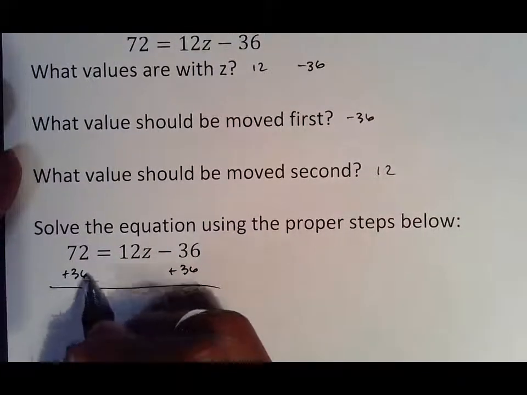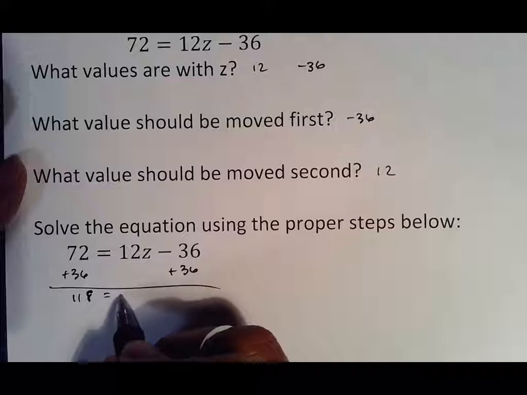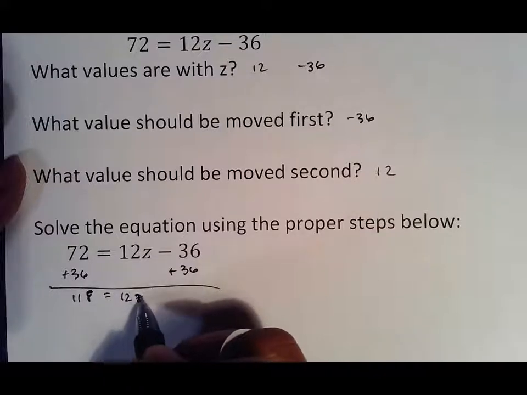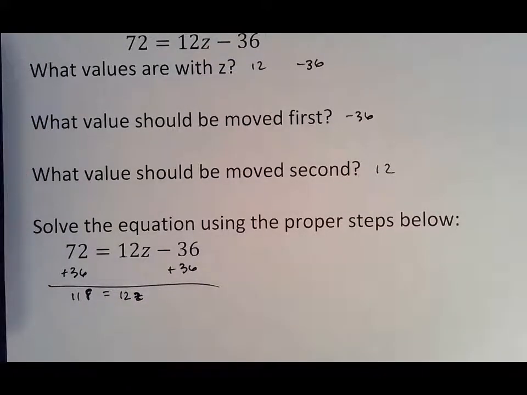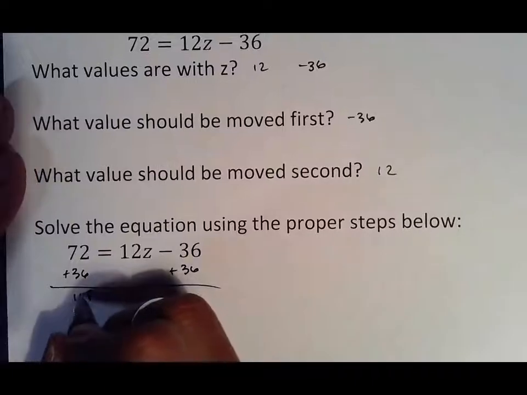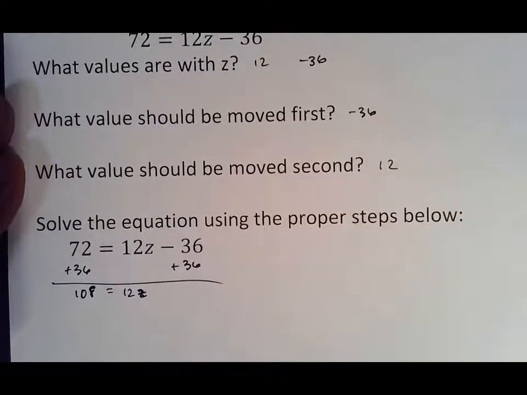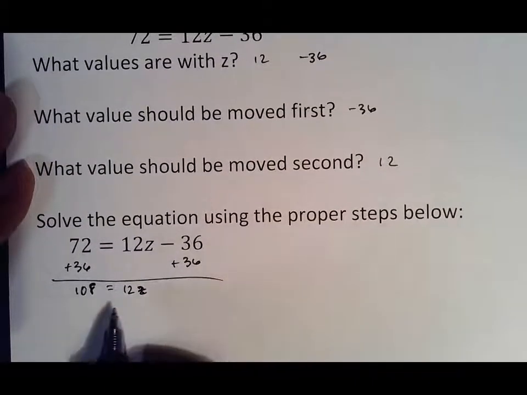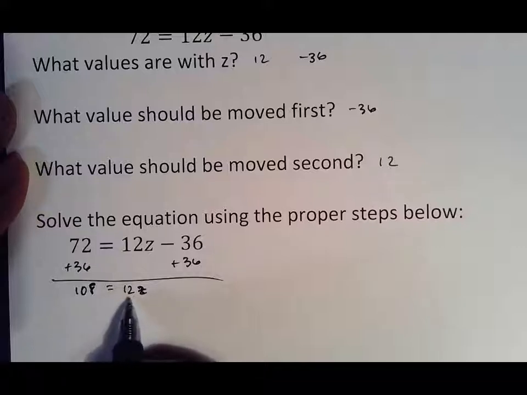6 plus 2 makes 8. 7 plus 3 makes 11. Giving us 12z equals 118. No, that's 10. 7 plus 3 is 10. So 108. So looking at that, we have 12 times z making 108.